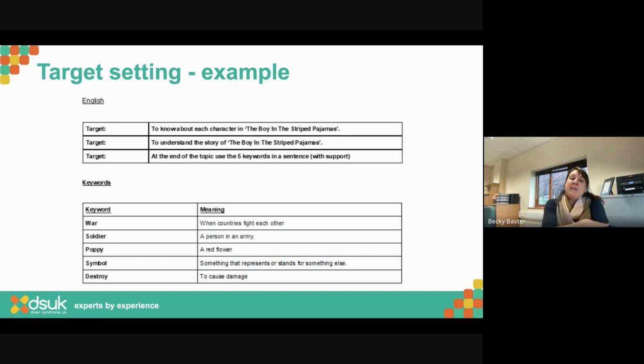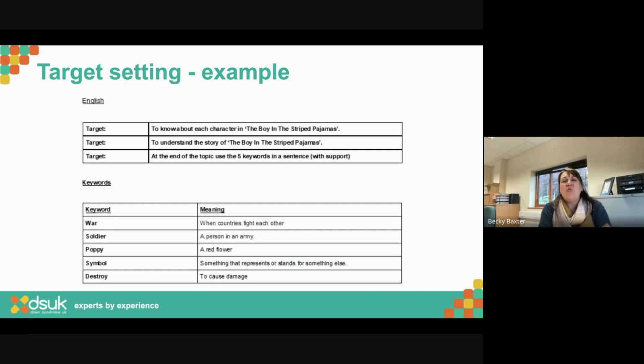If I was going to improve this, I'd say to know about each character, what does that mean? What does that look like? So it might be, I want them to be able to tell me 3 facts about these, however many characters are appropriate for the child.